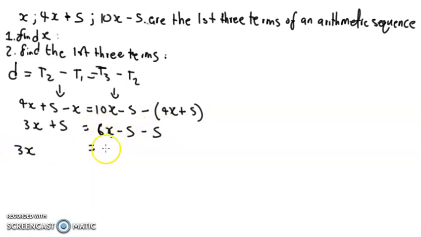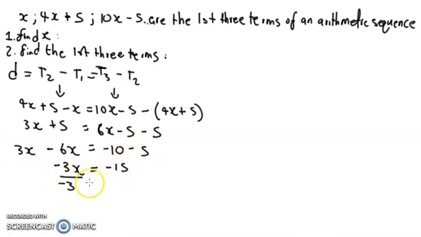3x. We have to make sure that variables are on one side and constants are on one side. So I'm going to choose variables to be on the left. So 6x when coming to the left becomes negative 6x. And this is negative 5 minus 5, negative 10. Positive 5 becomes negative 5 when it comes to the right. 3x minus 6x is negative 3x. Negative 10 minus 5 is negative 15.